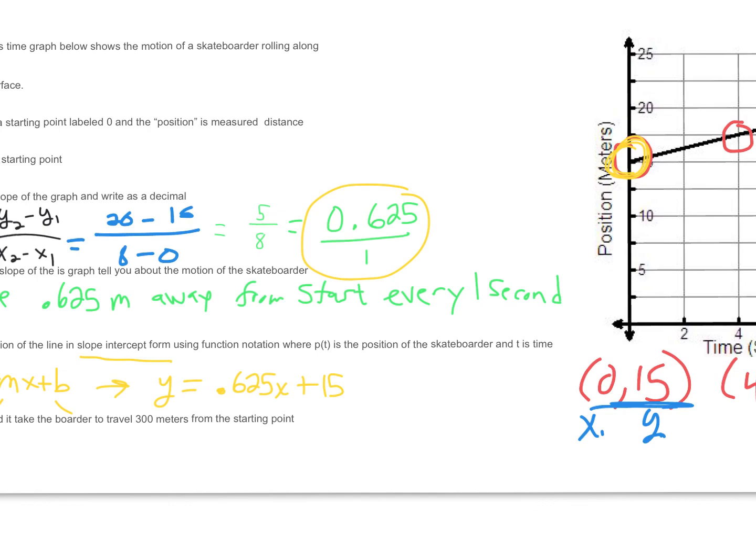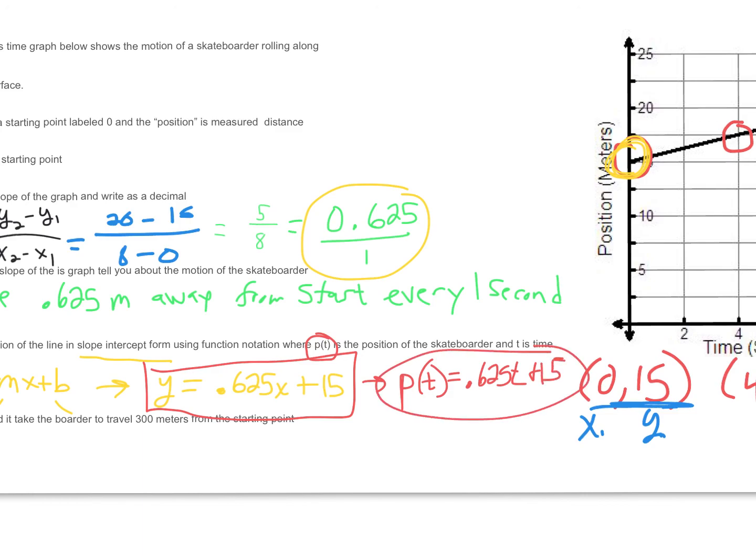Now, to put this into function notation, all we would do is replace y with p of t. So p of t equals 0.625t plus 15. And there's that graph.